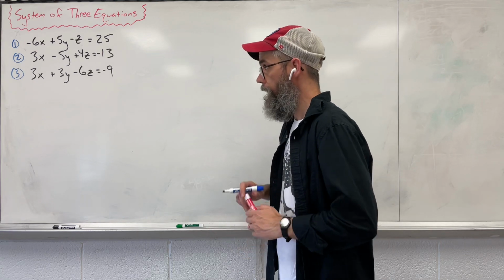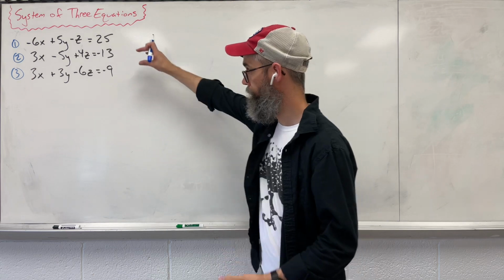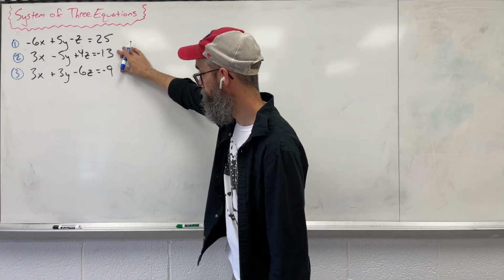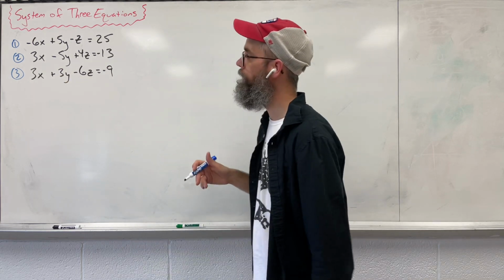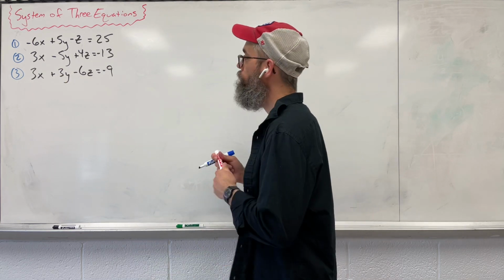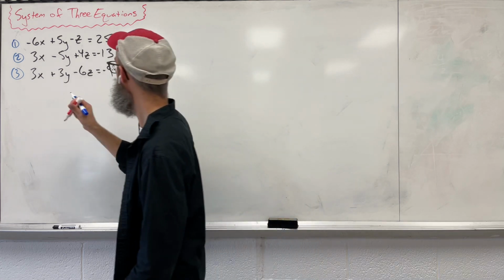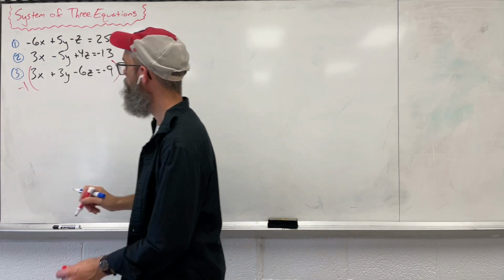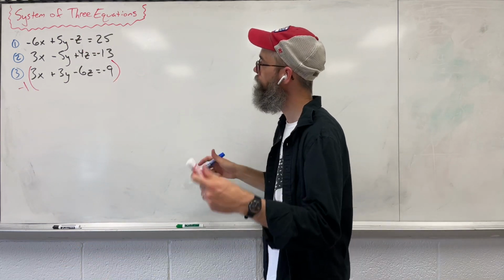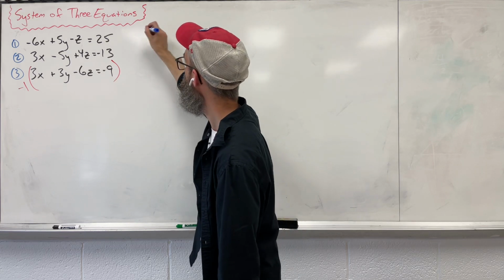So if I want to eliminate x's, let's talk about these two. So I have 3x, I have 3x. One of those needs to end up being a negative. So I need to rewrite them, and one of them needs to have a negative one being multiplied to it. So let's start off with equations 2 and 3. We're going to change number 3.